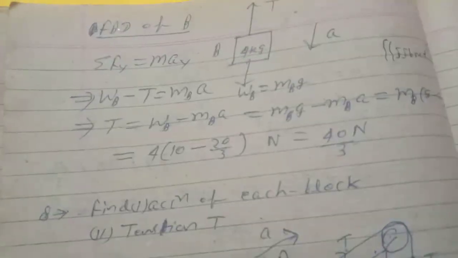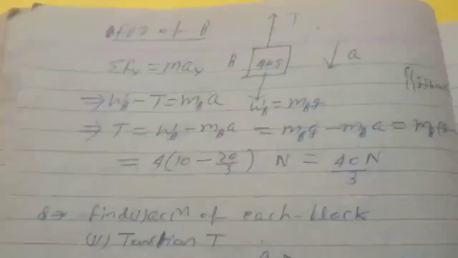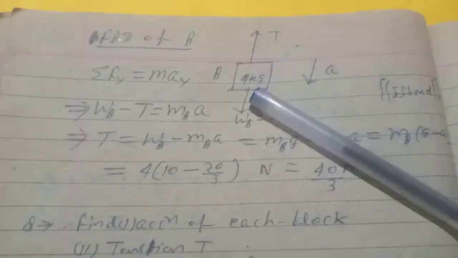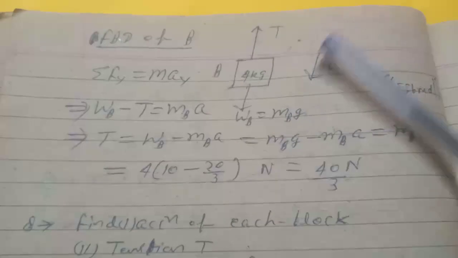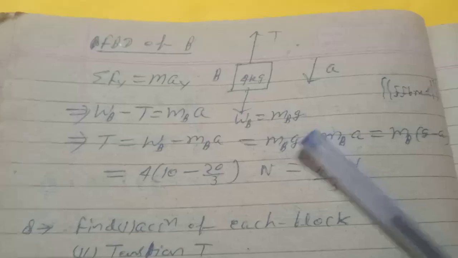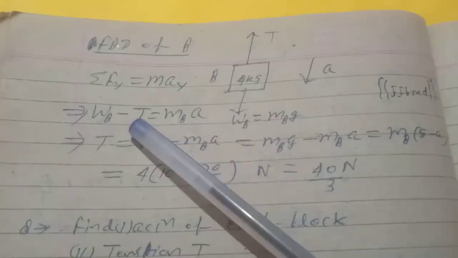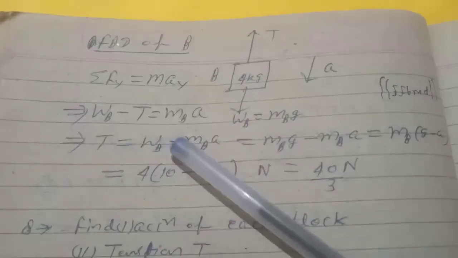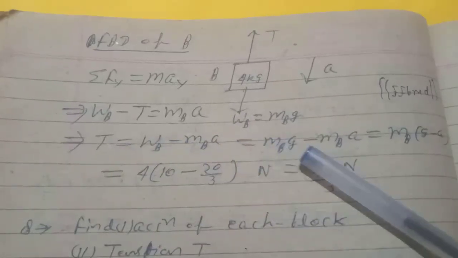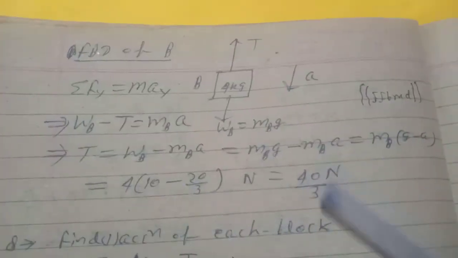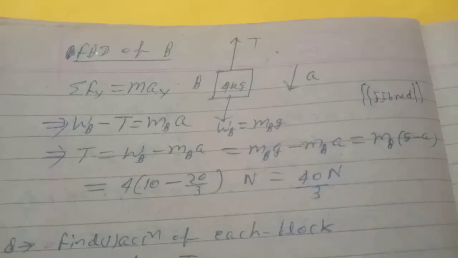Next, the FBD of body B. This is the tension in upward direction and weight is in downward direction, with acceleration in downward direction for block B. Now we can use sigma Fy equal to m a y, or WB minus T equal to MB into a. Putting the value of a, T equals WB minus MB into a, that is MB into g minus MB into a, or MB into g minus a. Putting all values, you get 40 by 3 Newton as the answer.